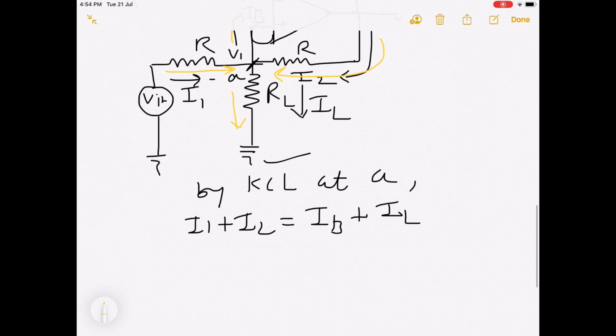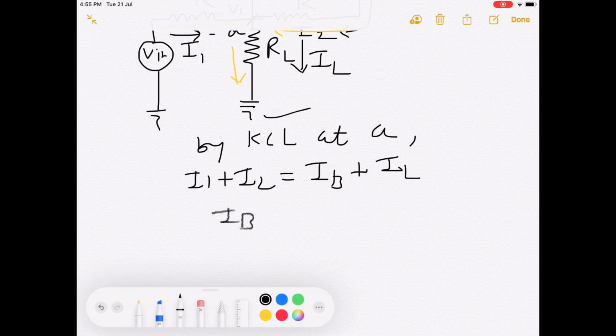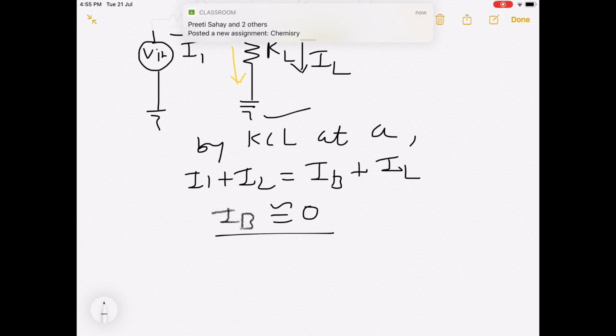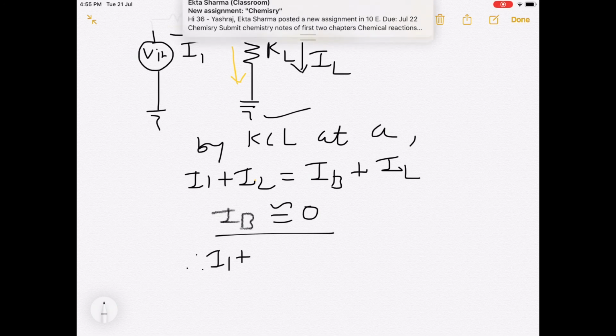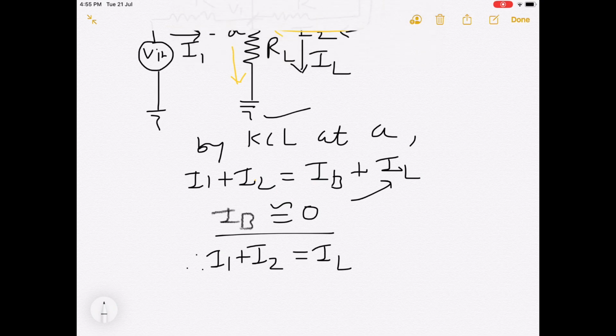Okay. Now, next point in this, you have to consider IB approximately equal to 0. Why is this 0? Because input impedance of op amp is very high. That is why I1 plus I2 is equal to here only IL. IL is the load current.